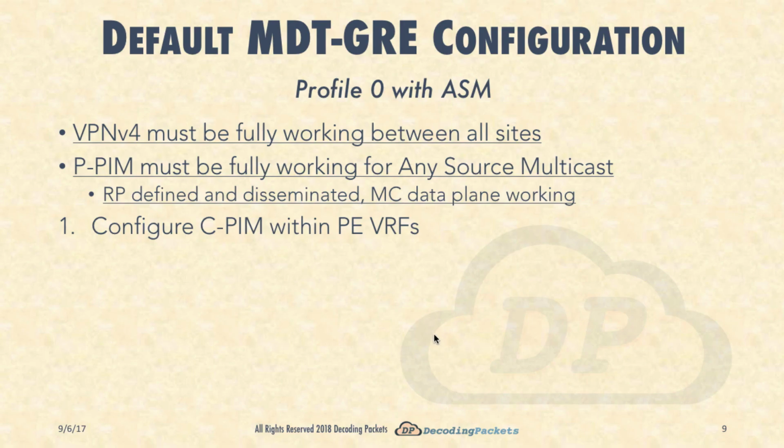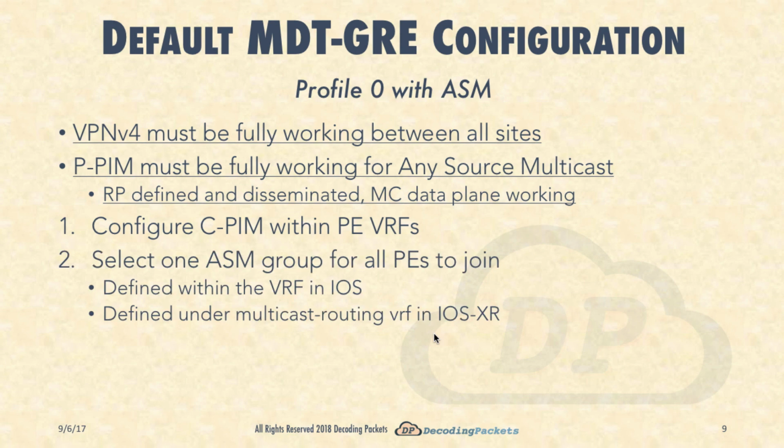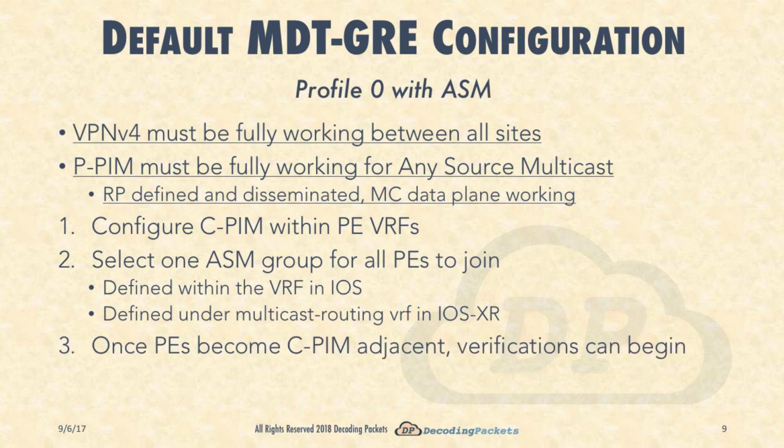Let's go back to see what else we had to do. So we've already done this. We selected one ASM group, we configured it in IOS, we configured it in IOS XR. And finally, when the PEs became adjacent, we did our verification, and that was the end-to-end multicast.